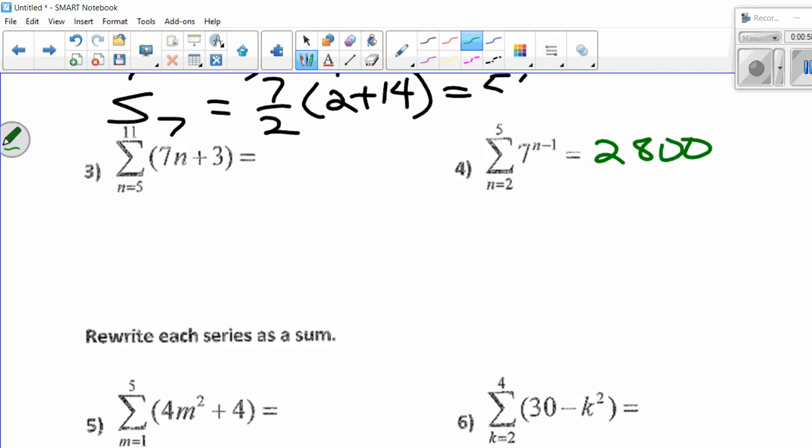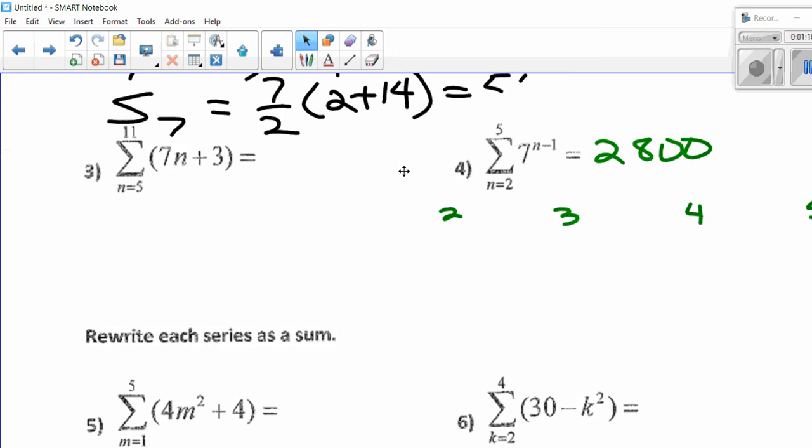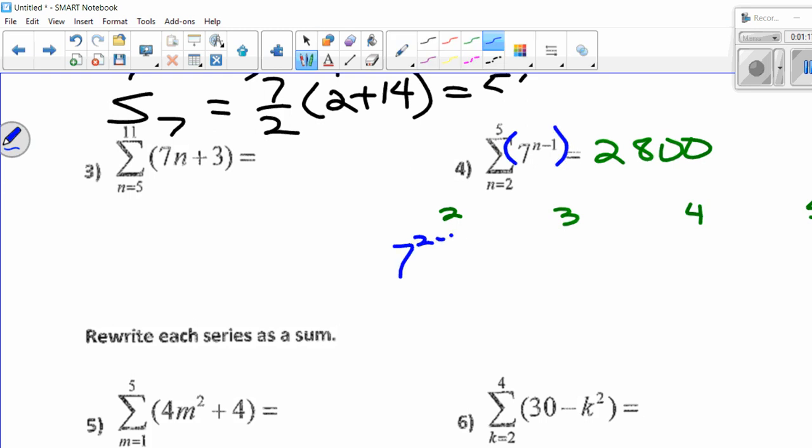Okay, now if I was to write out the series, remember what you would do is you say, okay, my index is going from 2 to 3 to 4 to 5. And so I would substitute the index into the function here. So I'm going to take 7 to the 2 minus 1, 7 to the 3 minus 1, 7 to the 4 minus 1, and 7 to the 5 minus 1.